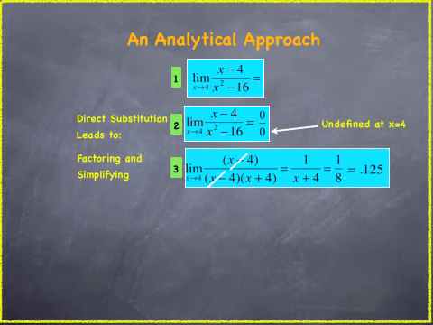If you move to item 3, fortunately in this problem, we were able to factor the denominator using difference of squares. We canceled the x minus 4, and now we have 1 over x plus 4. Now we try direct substitution again. Replace x with 4, we get 1/8, and guess what? That's 0.125. Sound familiar? So that is our limit.